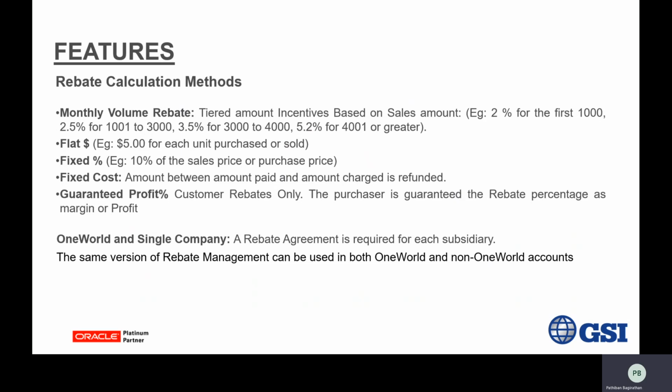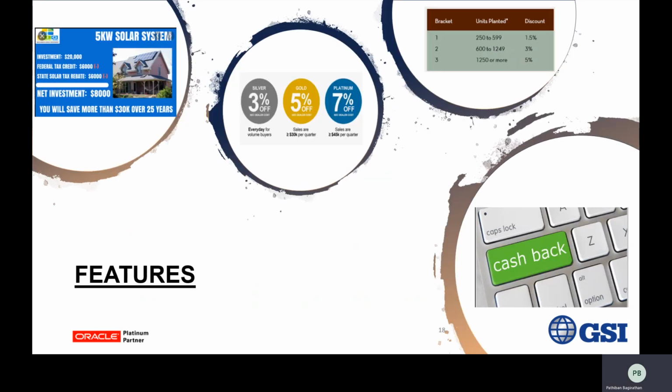Now keep in mind that your rebates are subsidiary based. So you have to have a subsidiary. Typically, if it's OneWorld or non-OneWorld, it can be used. But if you're using a OneWorld environment, it's going to force you to put a subsidiary for that agreement. And here are some examples. So for example, our solar system, you invest $20,000 and you get federal tax credit of $6,000, and then you get state solar tax rebate of $6,000. So your net investment is $8,000, but you'll save over $30,000 over 25 years.